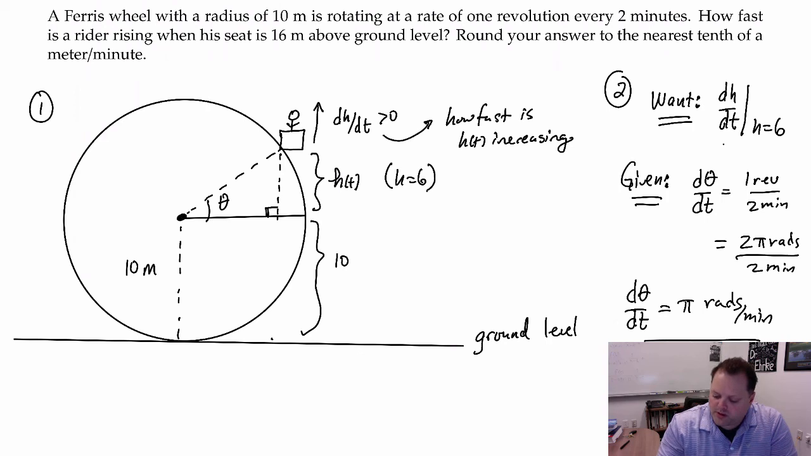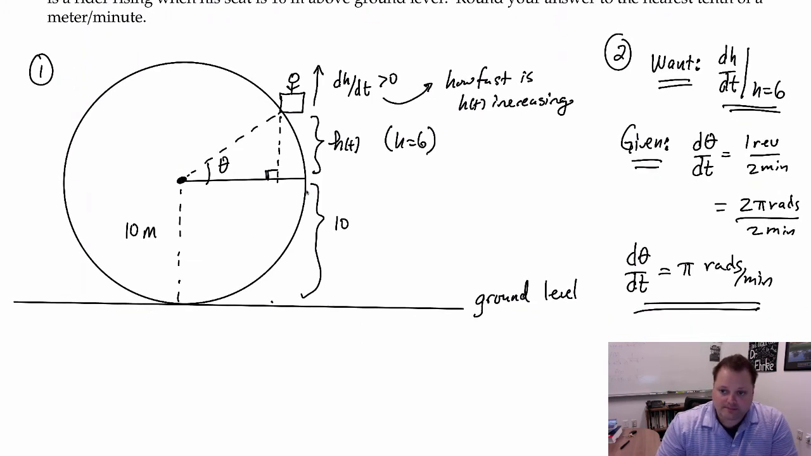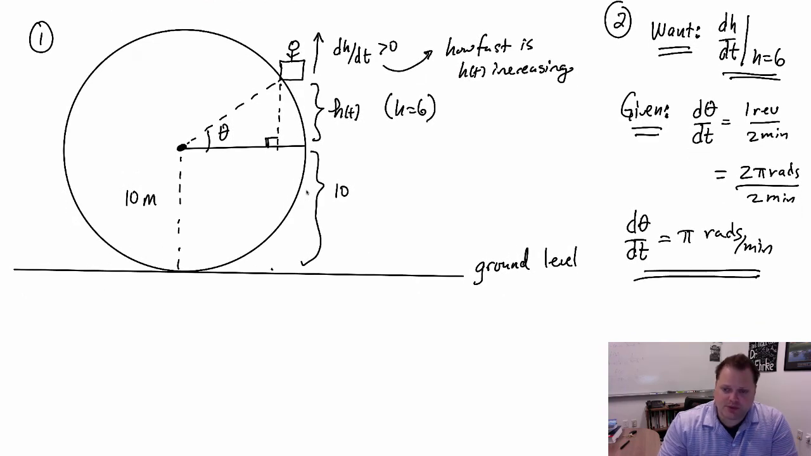That's the appropriate given rate and wanted rate. So we know this angle is changing at a rate of pi radians per minute. Pi radians is 180 degrees. So if the person was here, they'd go all the way over to here every minute, and then every 2 minutes, it completes a full revolution. Okay, so step 2 is complete.